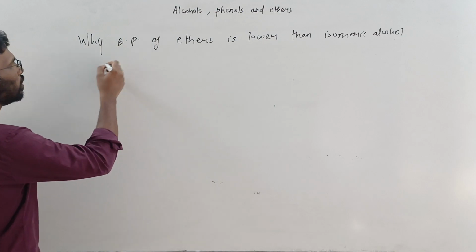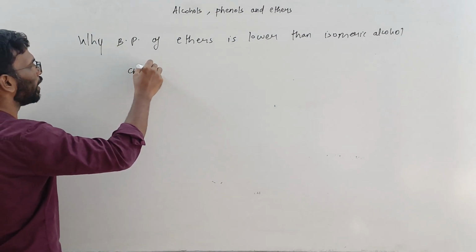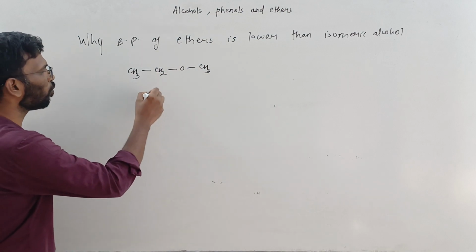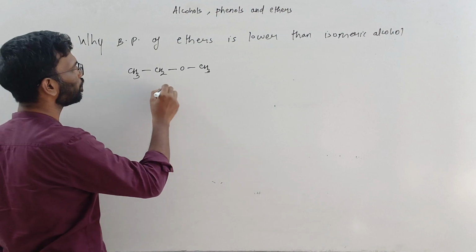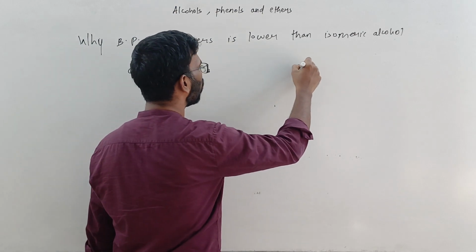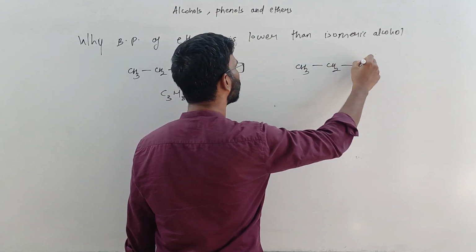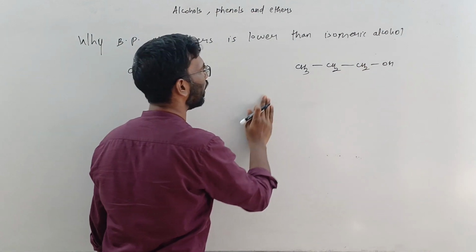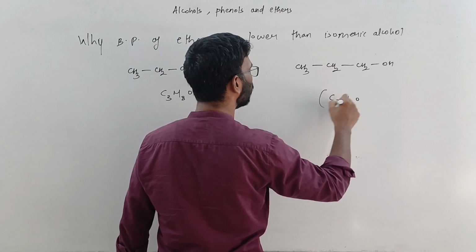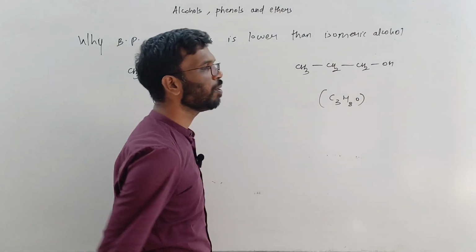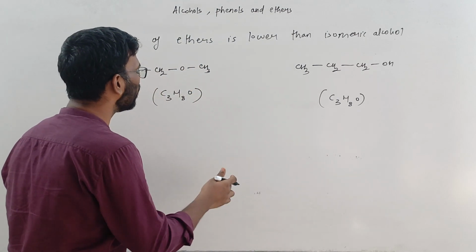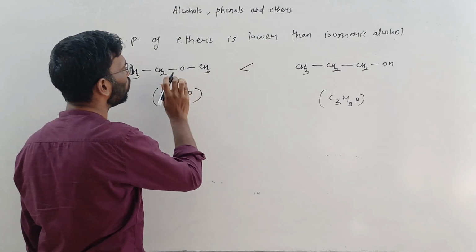So if you consider an isomer like this, CH3, CH2, O, CH3, this is an ether. What is the molecular formula? C3H8O. And you take an alcohol of this, CH3, CH2, CH2, OH, and over here the molecular formula is C3H8O. You see that molecular formulas are same, they are isomers, right? Functional group isomers. But what it is said is that boiling point of this is lower than this.